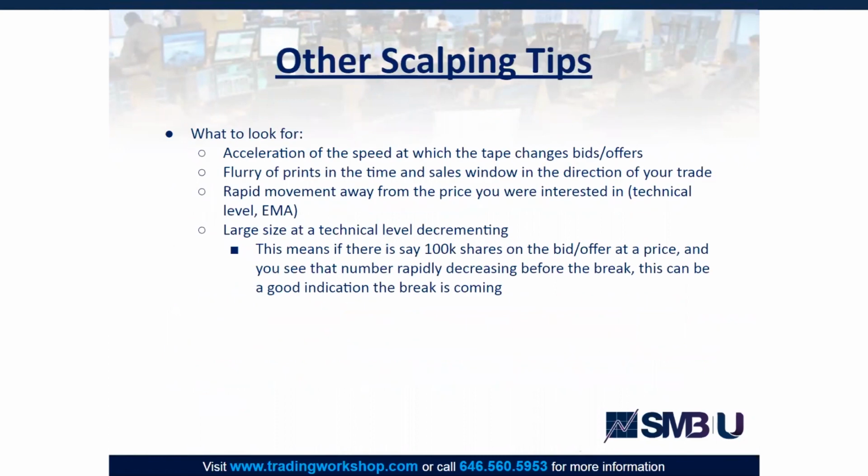So quickly to go over some of the tips, things that we're going to be looking for in the box. We're looking for acceleration, the speed at which the tape is changing bids and offers. We're looking for a flurry of prints in the time and sales window in the direction of our trade. We're looking for a rapid movement in price away from the area we're interested in, and then you could also make trades based off of large size at a technical level. There aren't going to be any examples of that in this video. Maybe we'll do that another time.